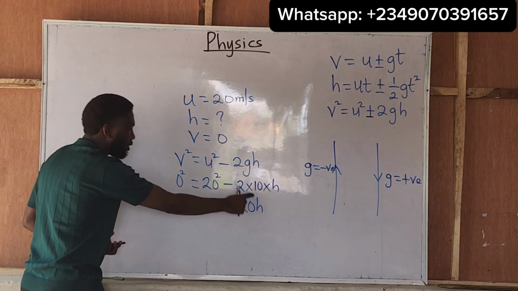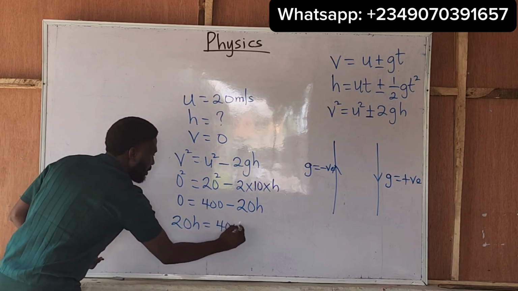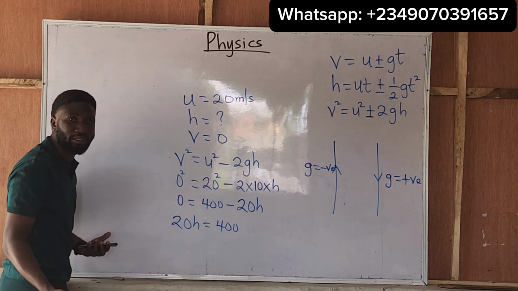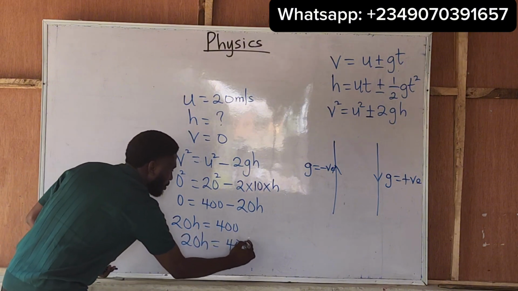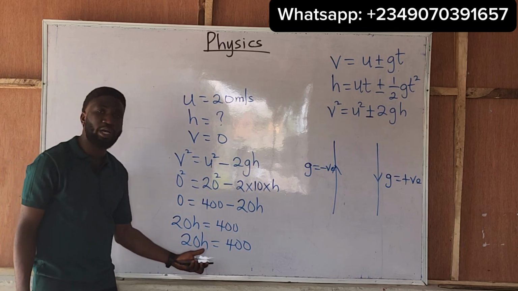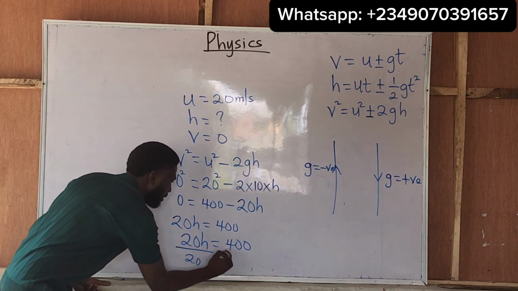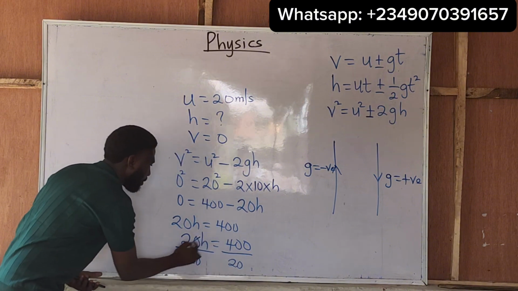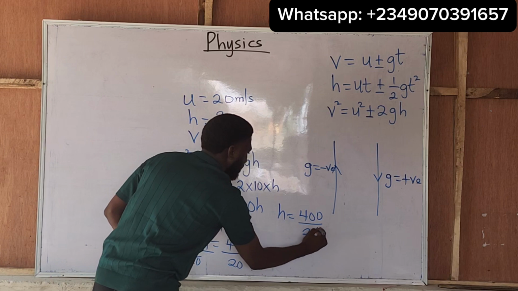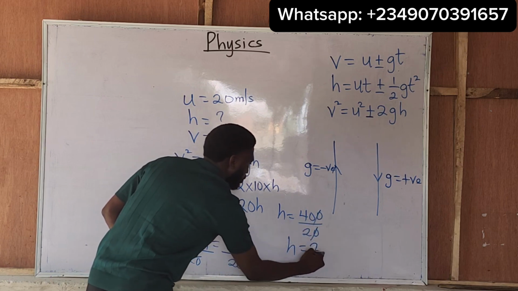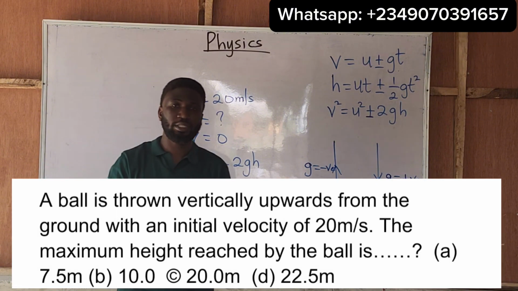If this minus 20H comes to this side, we are going to have 20H equals 400, then the 0 comes here as minus 0. So we have 20H equals 400. To get our H, we divide both sides by 20. So H will be 400 over 20, and the answer is 20 meters. So the right answer there is option C.